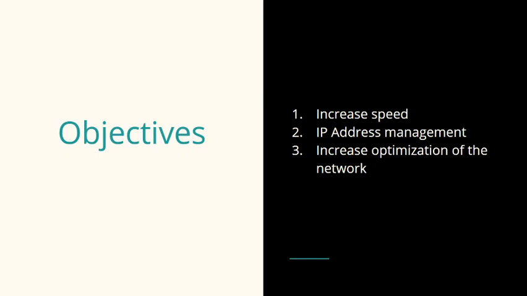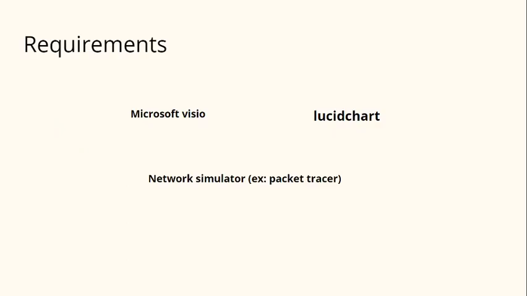So the main objectives of this project are to enhance the speed of the internet, allow the network engineer to properly manage the different IP addresses, and then increase network optimization. The tools we used for this design were Microsoft Visio and Lucidchart, and then the network simulator to see how the information will pass through the network.